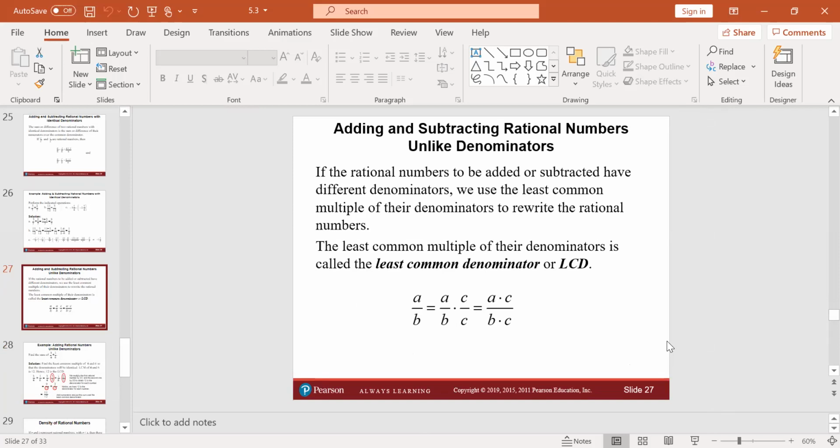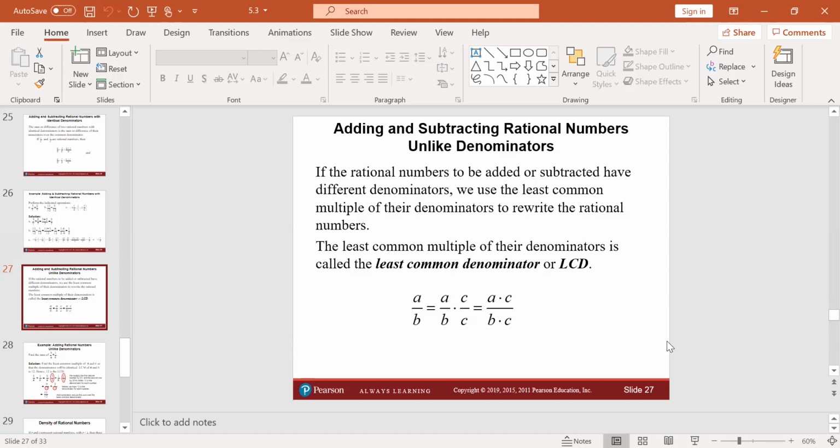So we need to talk about adding and subtracting rational numbers that have different denominators, that don't have the same denominator already. The long and short of it is you're going to have to get both fractions to have the same denominator. And we're going to get the same denominator by finding the least common denominator, aka the LCD.